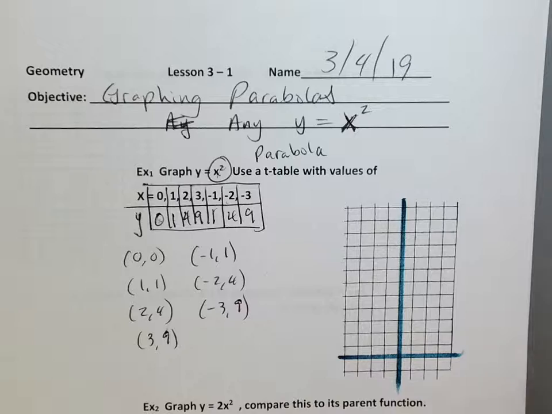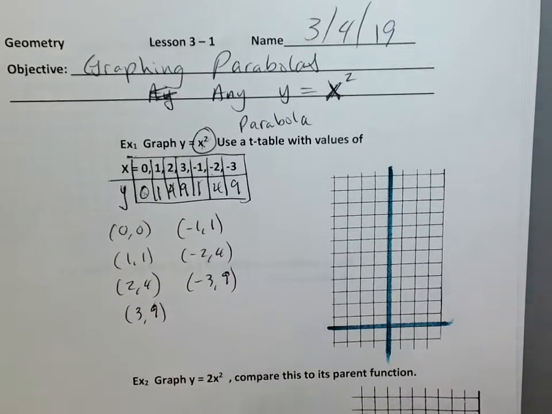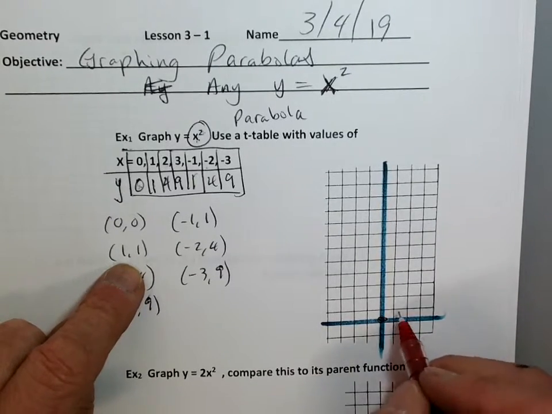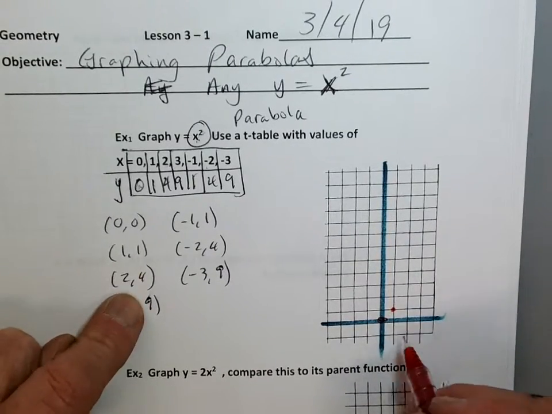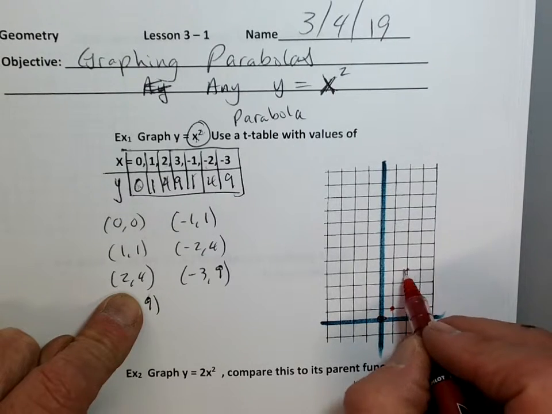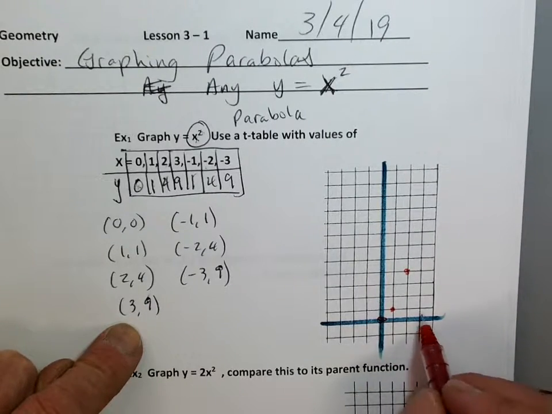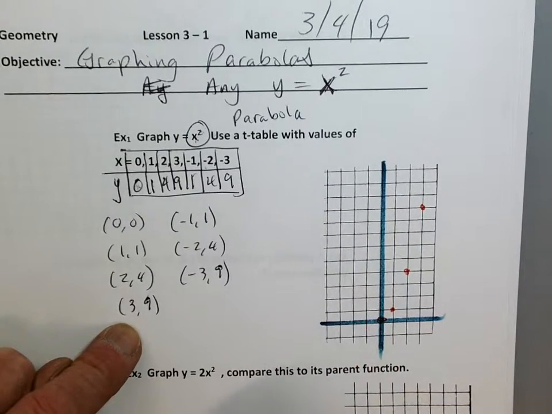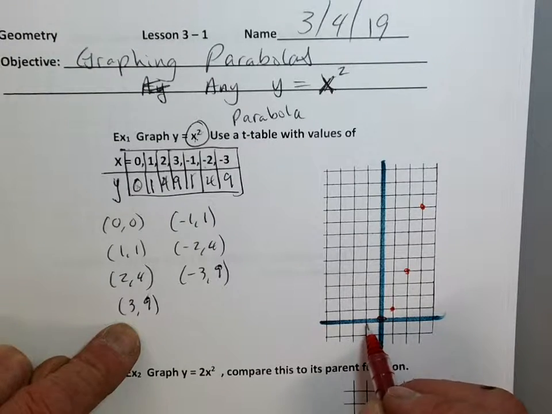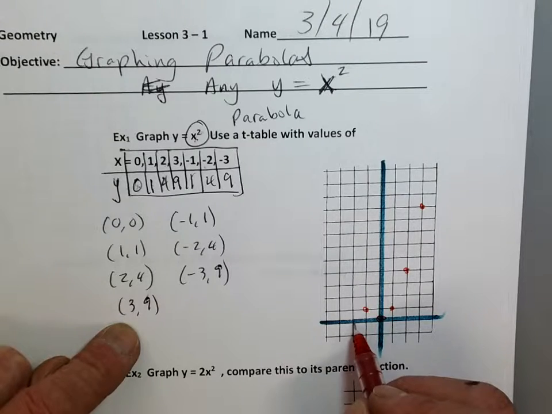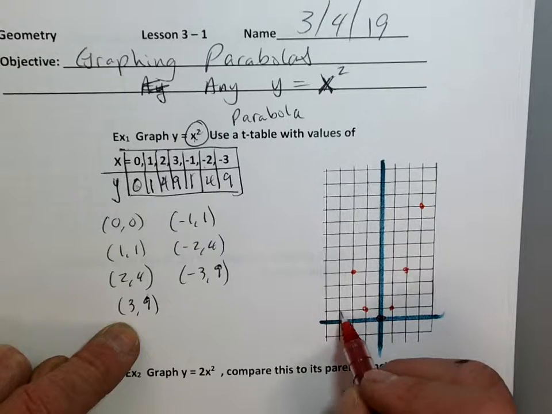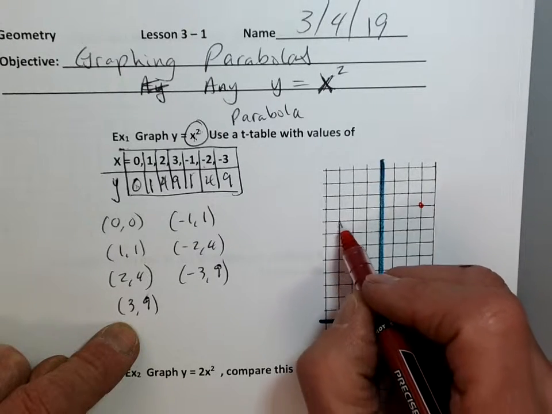So let's graph this, right? 0, 0 is a point there. 1, 1 is over 1, up 1. 2, 4 is over 2, up 1, 2, 3, 4. 3, 9 is over 3, up 1, 2, 3, 4, 5, 6, 7, 8, 9. Right? And then negative 1 squared is positive 1. Go over 2. Negative 2 squared is 4, 1, 2, 3, 4. And negative 3 is 1, 2, 3, 4, 5, 6, 7, 8, 9.